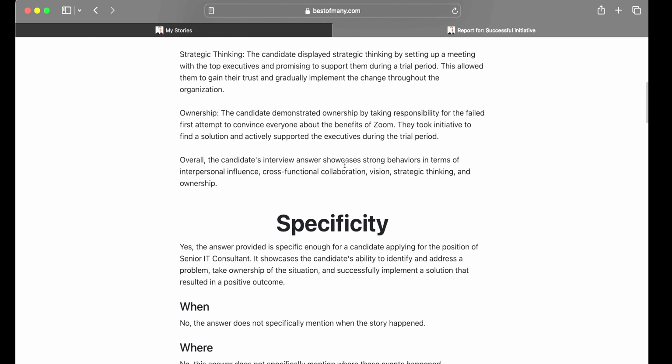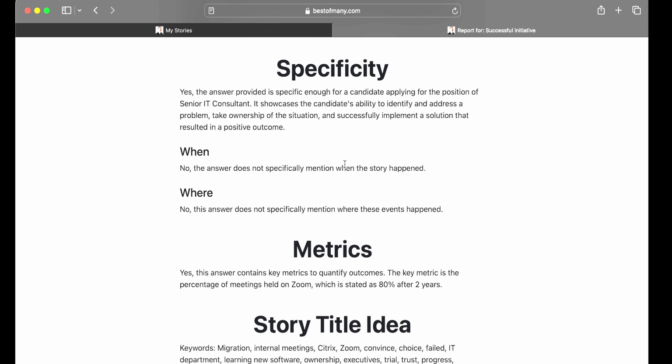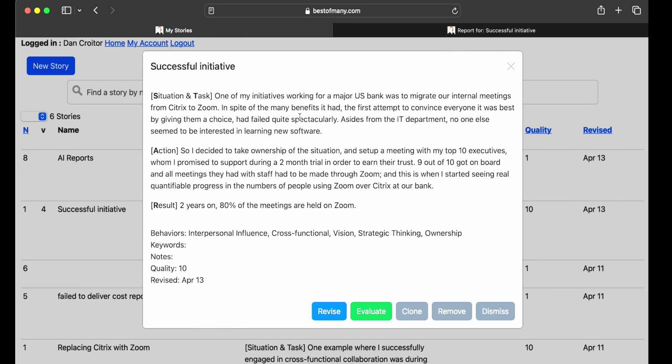Now, the next section in the report would be specificity. The answer is, as you would expect, specific enough for a candidate applying for the position of senior IT consultant. It showcases the candidate's ability to identify and address a problem, take ownership of the situation, and successfully implement a solution which resulted in a positive outcome. However, in terms of specificity, this does not mention when the story happened, right? So this would be an area where this answer could improve.